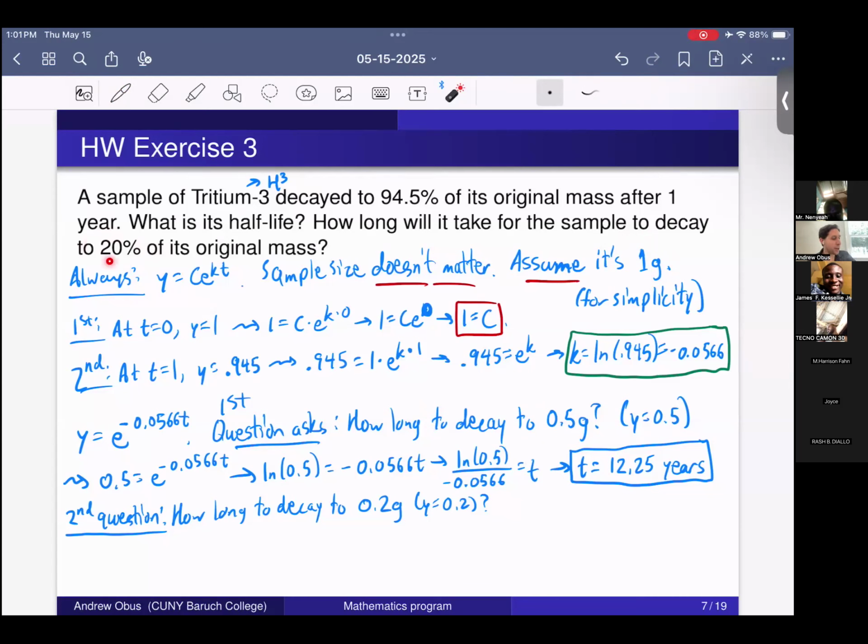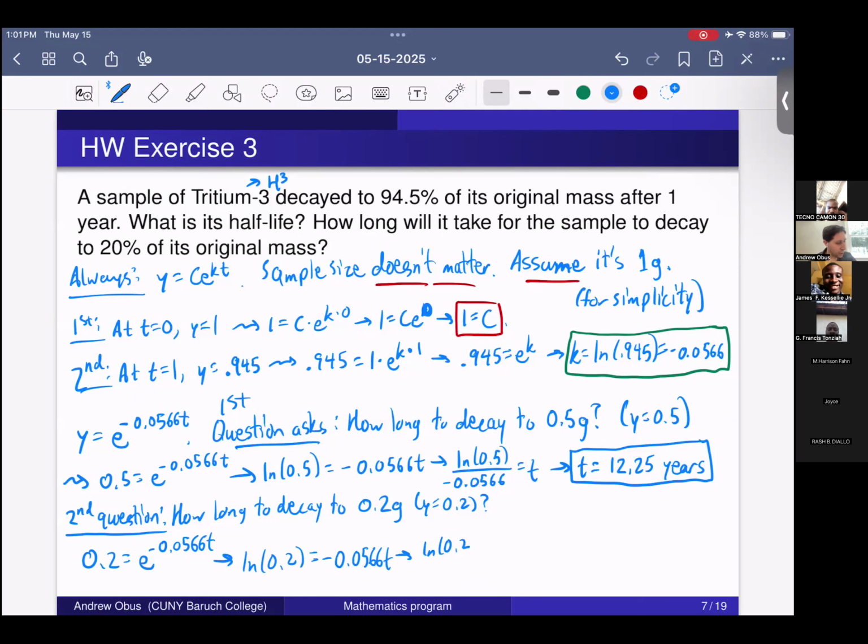And now the second question says, how long does it take to go down to 20% of the original mass? That would be 0.2 grams. So let's solve this. 0.2 equals e to the minus 0.0566 t. So ln of 0.2 equals minus 0.0566 t. That tells us that ln of 0.2 divided by minus 0.0566 equals t. And t, which I'm assuming is going to be a lot longer than 12.25 years. Let's see what happens. This turns out to be about 28.44 years.